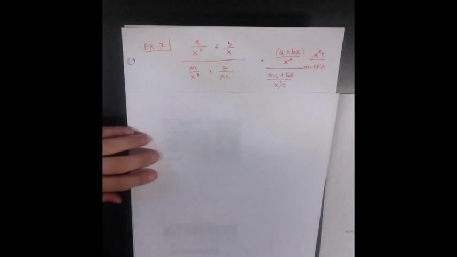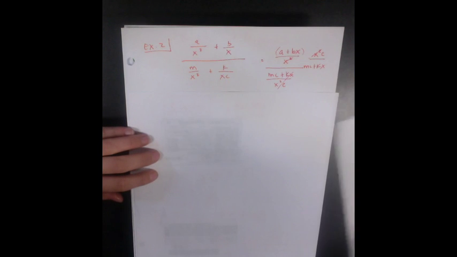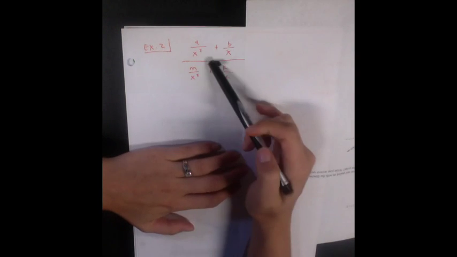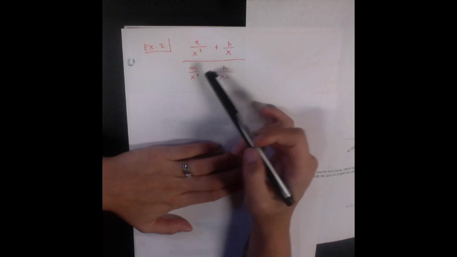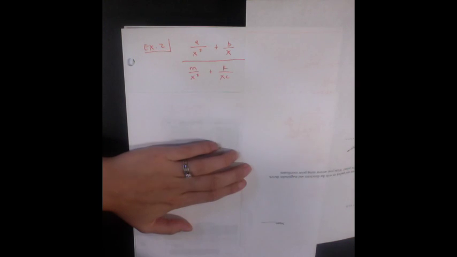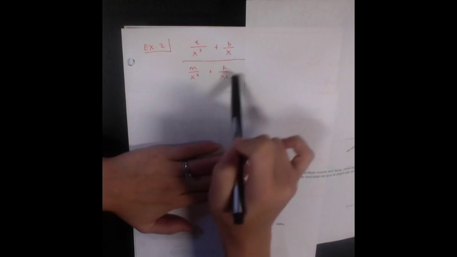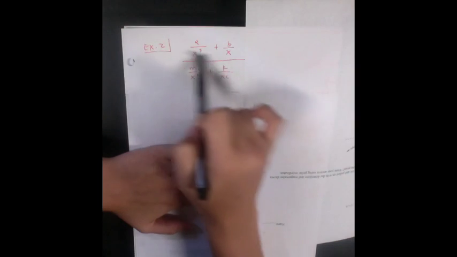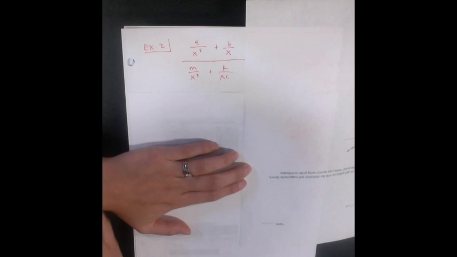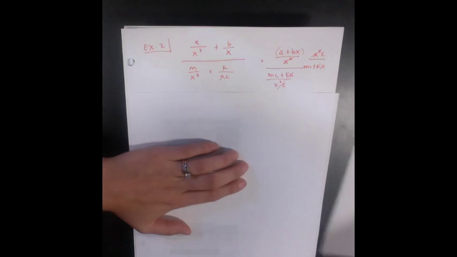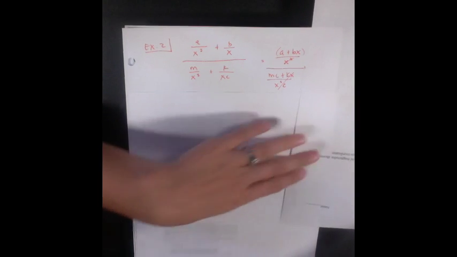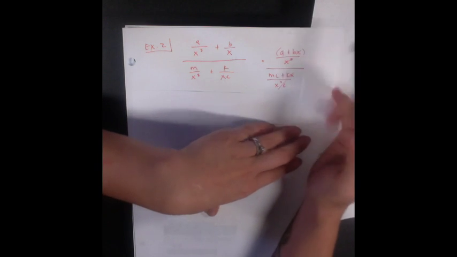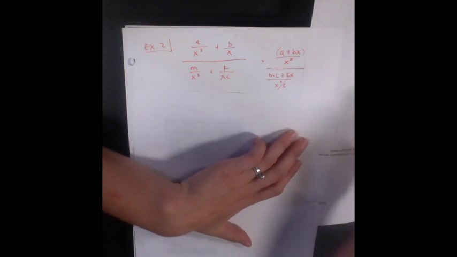Okay. Let's do another example. We start with a over x squared plus b over x, over m over x squared plus k over xc. I want to combine my terms in the denominator and the numerator into one fraction. It looks like this: a plus bx over x squared, and mc plus kx over x squared c.